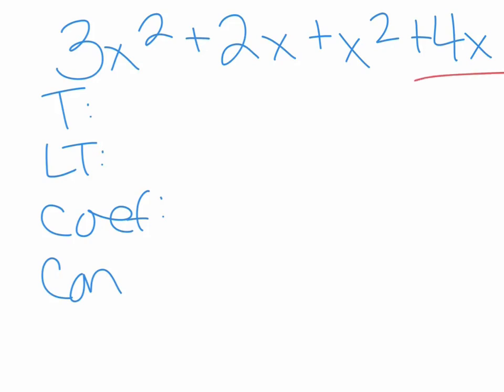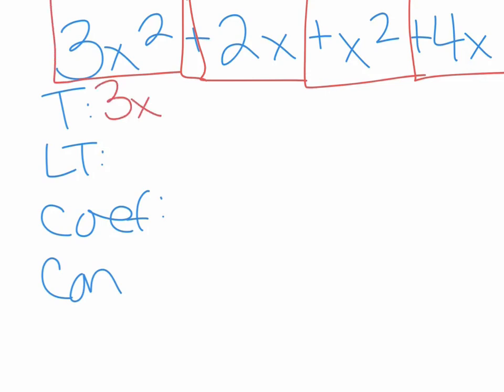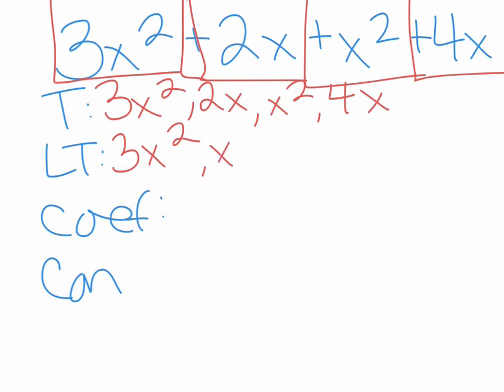So for this one, we're going to train it up starting from the back. Oops, got to make sure I include that sign. So our terms are 3x squared, 2x, x squared, and 4x. Remember, like terms have to have the same variable with the same exponent. So we all have x's, but not with the same exponent. So our like terms are 3x squared and x squared. Those two have the same variable with the same exponent of 2.